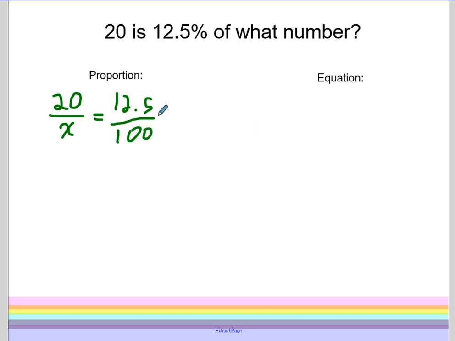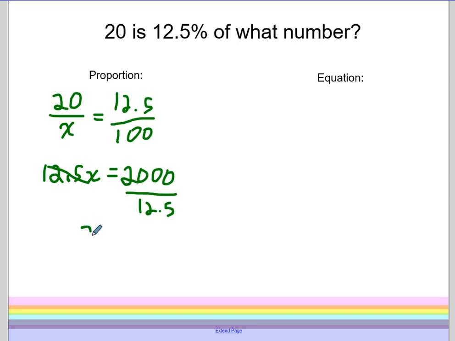All right, cross multiply, I've got 12.5 x, oops, sorry, my point looks more like a multiplication sign, equals 20 times 100, so 2,000. Divide by 12.5, and I should get 160.